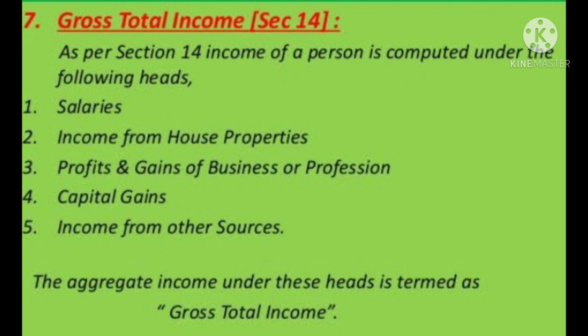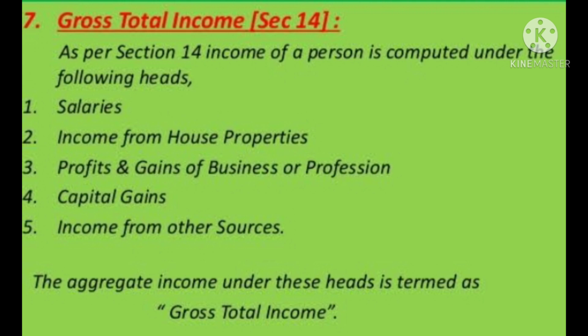That is income from salary, then house property, then business or profession, then capital gains, then other sources. And you should not shuffle these points in income tax. It should come in the same order. You cannot put salary at the last and income from other sources at the first. No, you can't do like that. It should come in the same order. So this is the basic concept all of you have to remember.